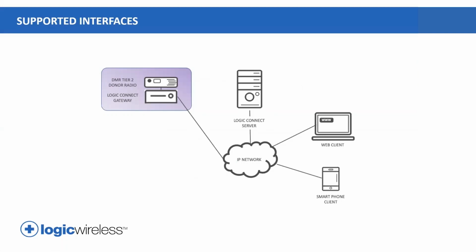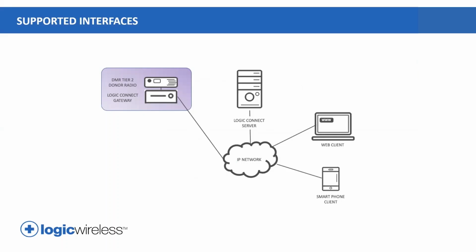Now, as far as interfaces go at the moment, we started out the platform supporting Tate DMR Tier 2 radio. That is still the case. We do support that functionality. That function will work with outdoor tracking and it'll also work with all the emergency features that I'll show you later on as well.